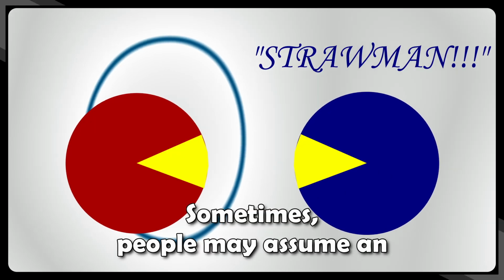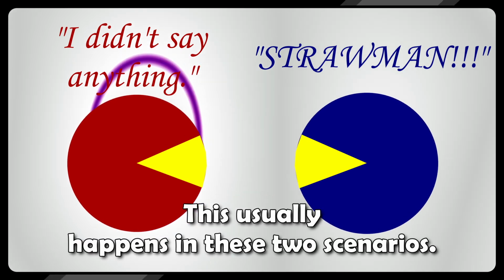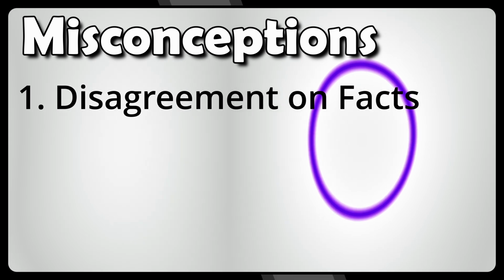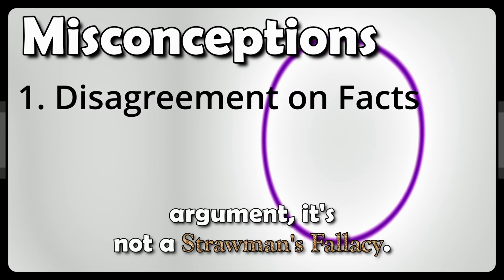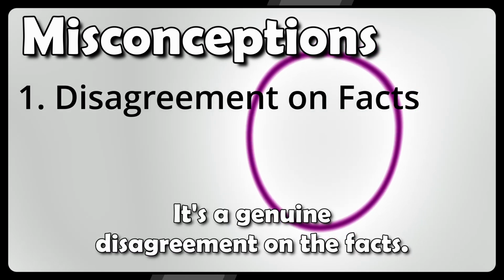Sometimes, people may assume an argument is a strawman fallacy when it's not. This usually happens in these two scenarios. Firstly, it can just be a disagreement on the facts. If person A presents an argument and person B disagrees with the facts of their argument, it's not a strawman fallacy. It's a genuine disagreement on the facts.